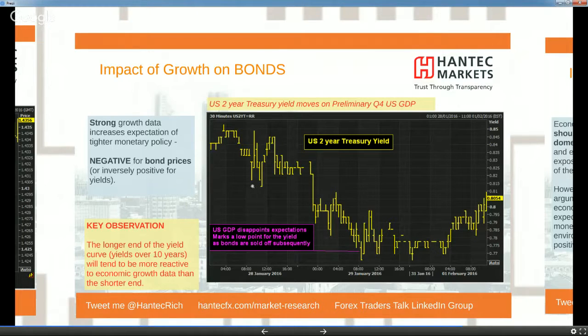You could also argue, as I've put here, it will impact on yields differently across the curve, because the longer end of the curve tends to be more reactive to economic growth than the shorter end, which is more in line with monetary policy expectations. Economic growth will be very much more to do with the longer term part of the curve, so 10 years and over will react far more normally to releases of economic growth GDP data.